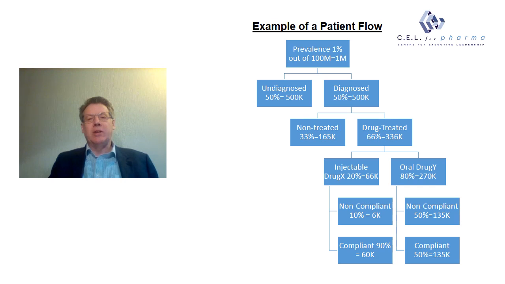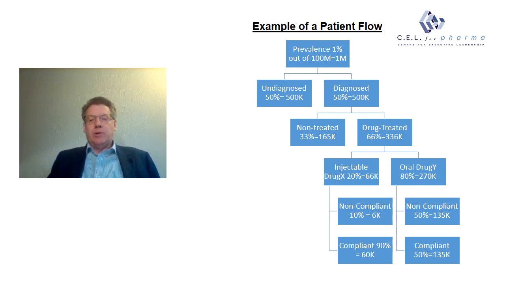Here is a very classic example of a patient flow. This particular disease has a prevalence of 1%, which means that out of a country's population of 100 million, 1 million patients are affected by this particular disease. Half of these are diagnosed, which is 500,000 patients. Two-thirds of these are drug treated, which is 336,000.